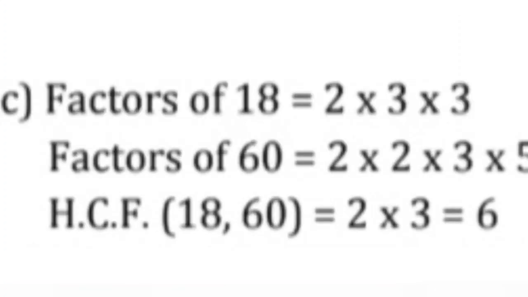See one more. Part C, 18 and 60. So the factors of 18 are 2 into 3 into 3. Now the factors of 60 are 2 into 2 into 3 into 5. Now let's see the common factors. It is one time 2 is common and the 3 is also common. So 2 into 3, again the answer is 6.